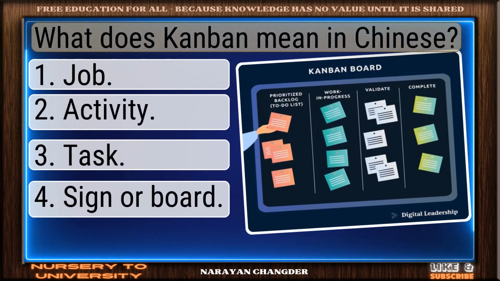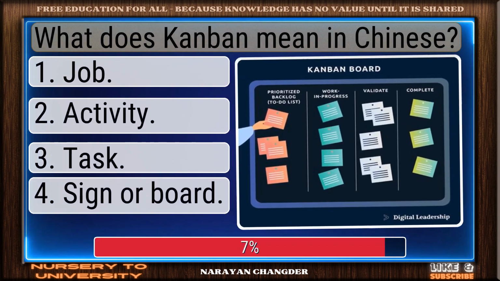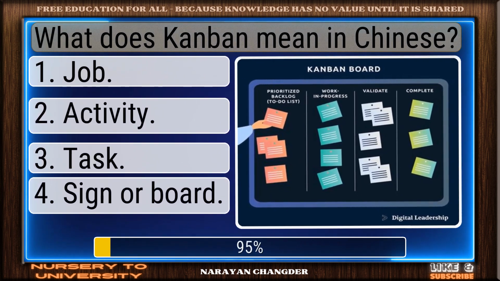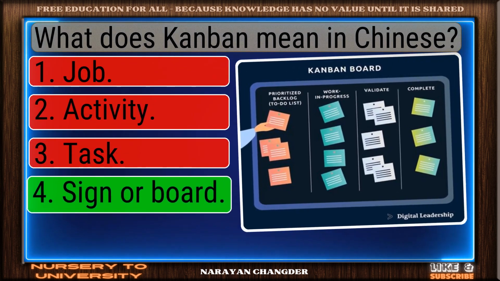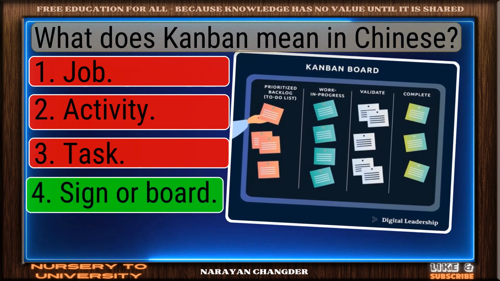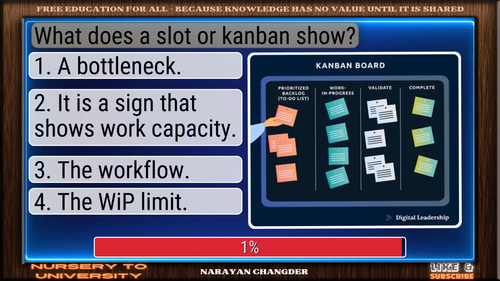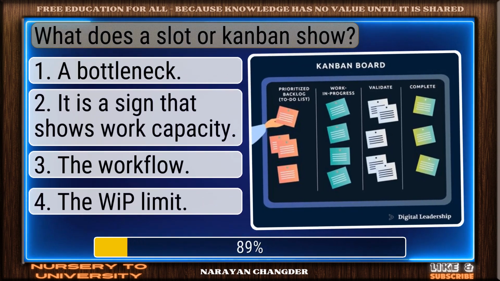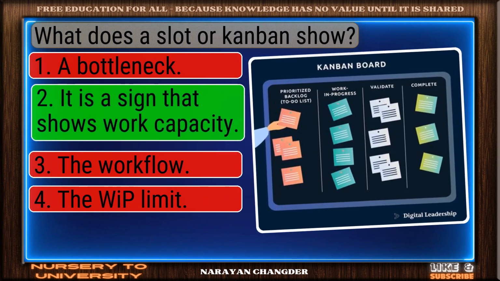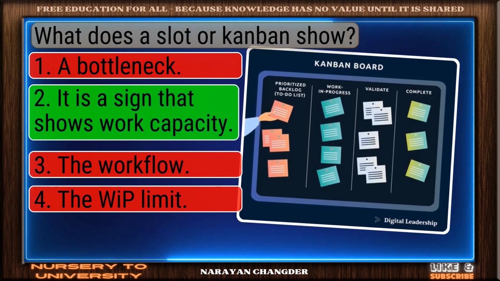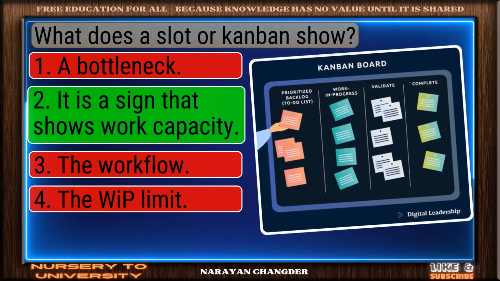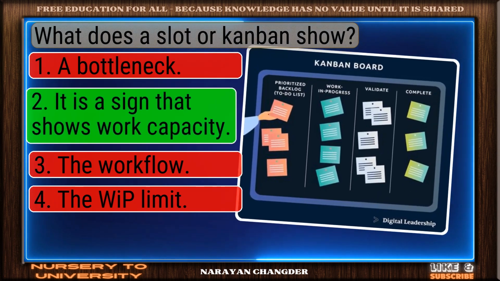Question number 31. What does Kanban mean in Chinese? Strong choice. Sign or board is the right answer. Question number 32. What does a slot or Kanban show? Clear logic. Your choice. It is a sign that shows work capacity is sound and 100% true.